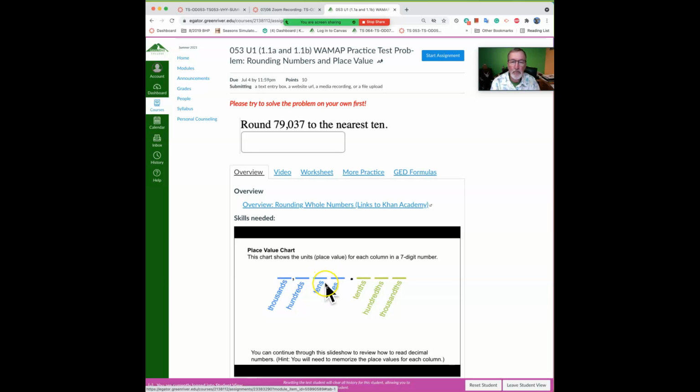And for this problem, they are asking us to round to the nearest 10. So we're going to look at the tens column. And the number in the tens column is this 3, okay?